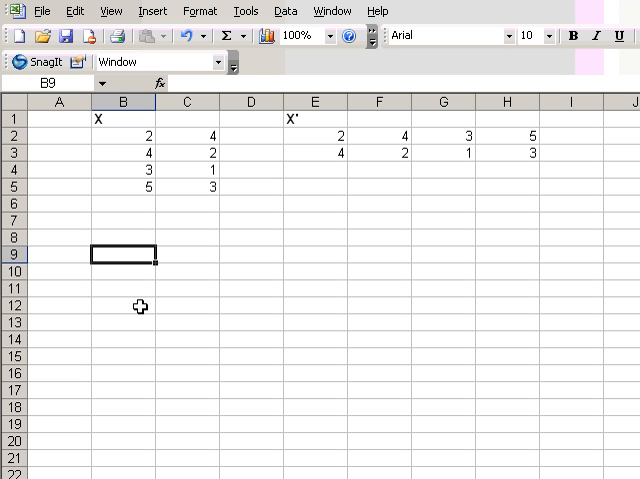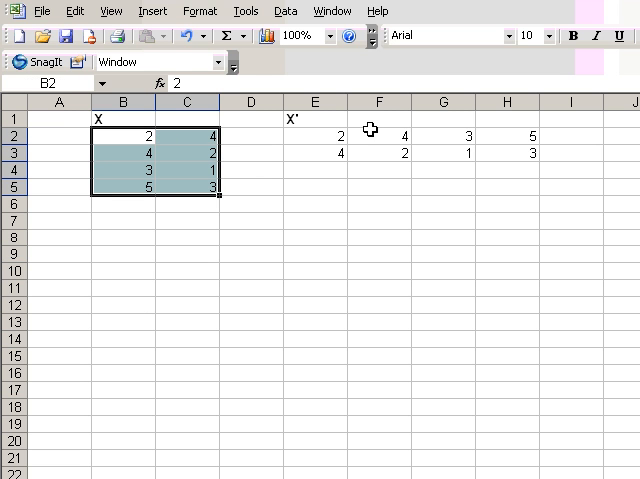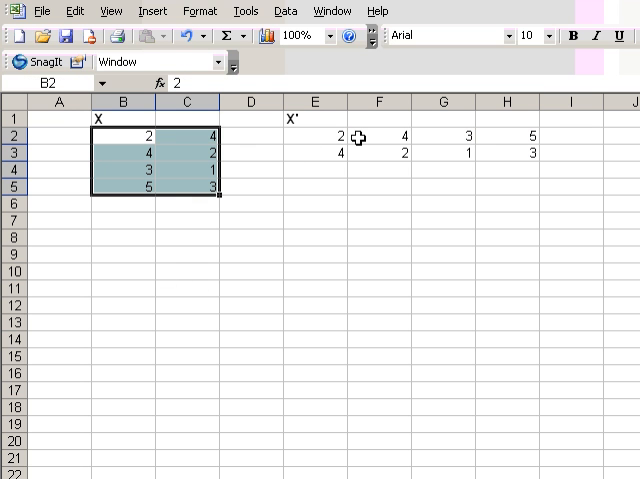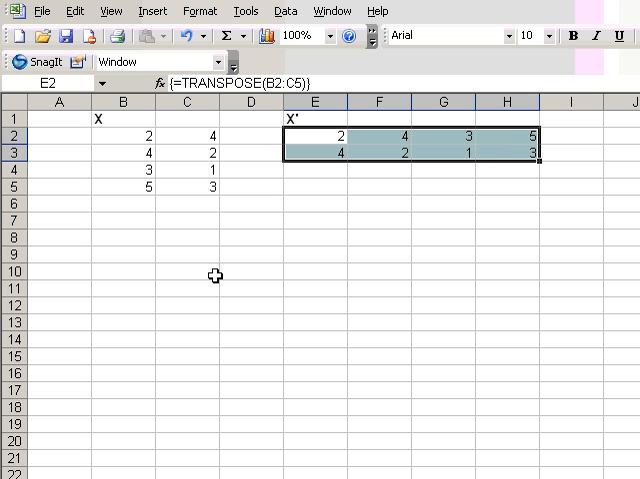We can also multiply matrices together if they conform for multiplication. This matrix is 4 by 2. This matrix is 2 by 4. If we multiply this matrix times this matrix, we're multiplying a 4 by 2 matrix times a 2 by 4 matrix, and because the columns in this matrix match the rows in this matrix, we can multiply them together.